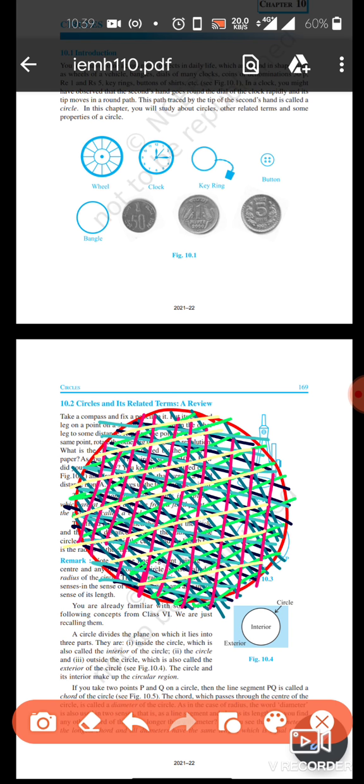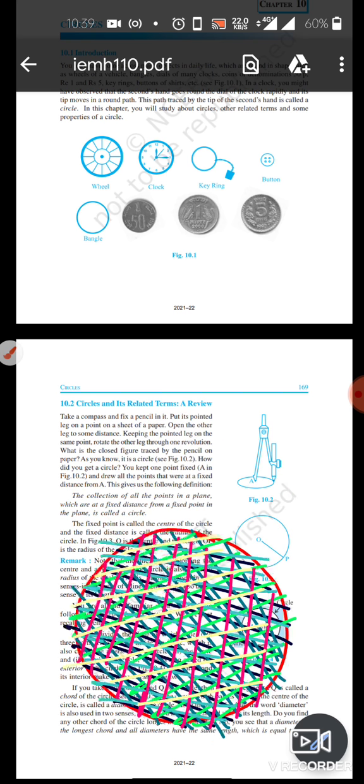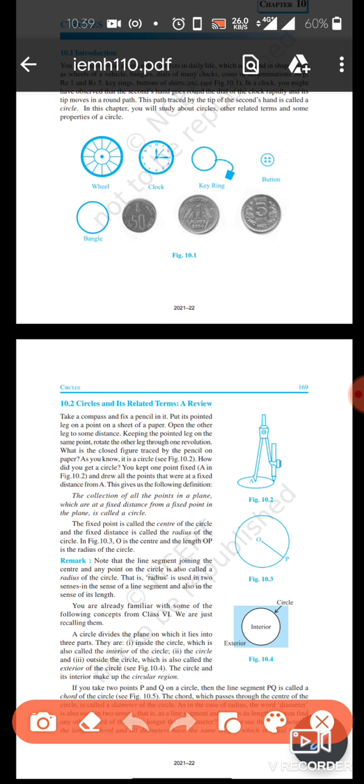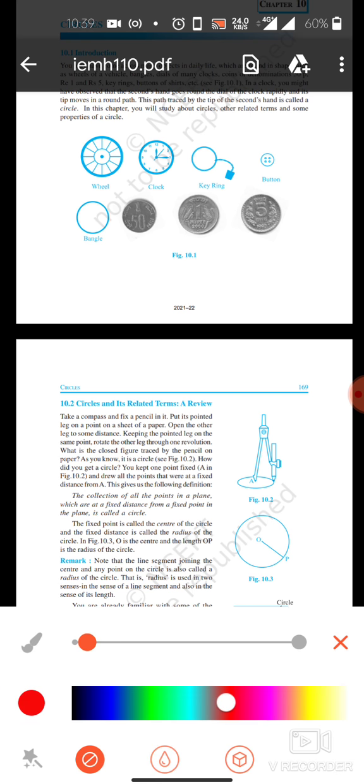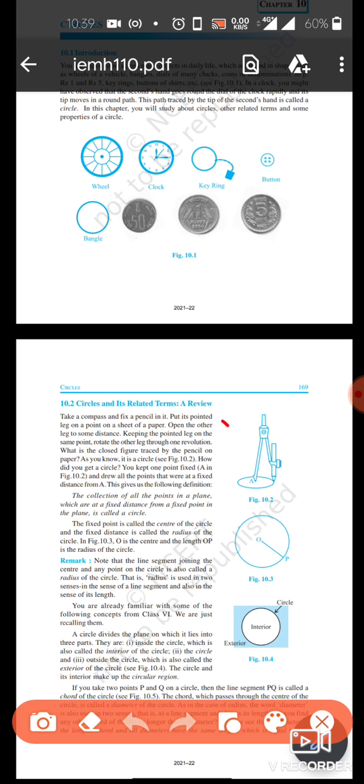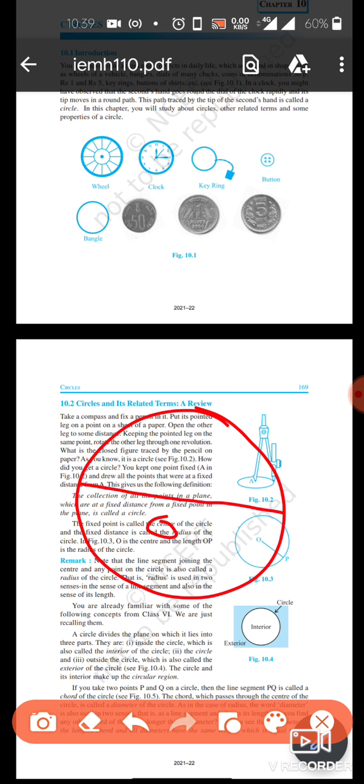Next is the longest chord. What is the longest chord in a circle called? How will you make the longest chord? Suppose we have a circle with center O. If I want to make the longest chord, I must make the chord pass through the center. Then only it will be the longest chord. Suppose this is AB. This longest chord is known as the diameter of a circle.